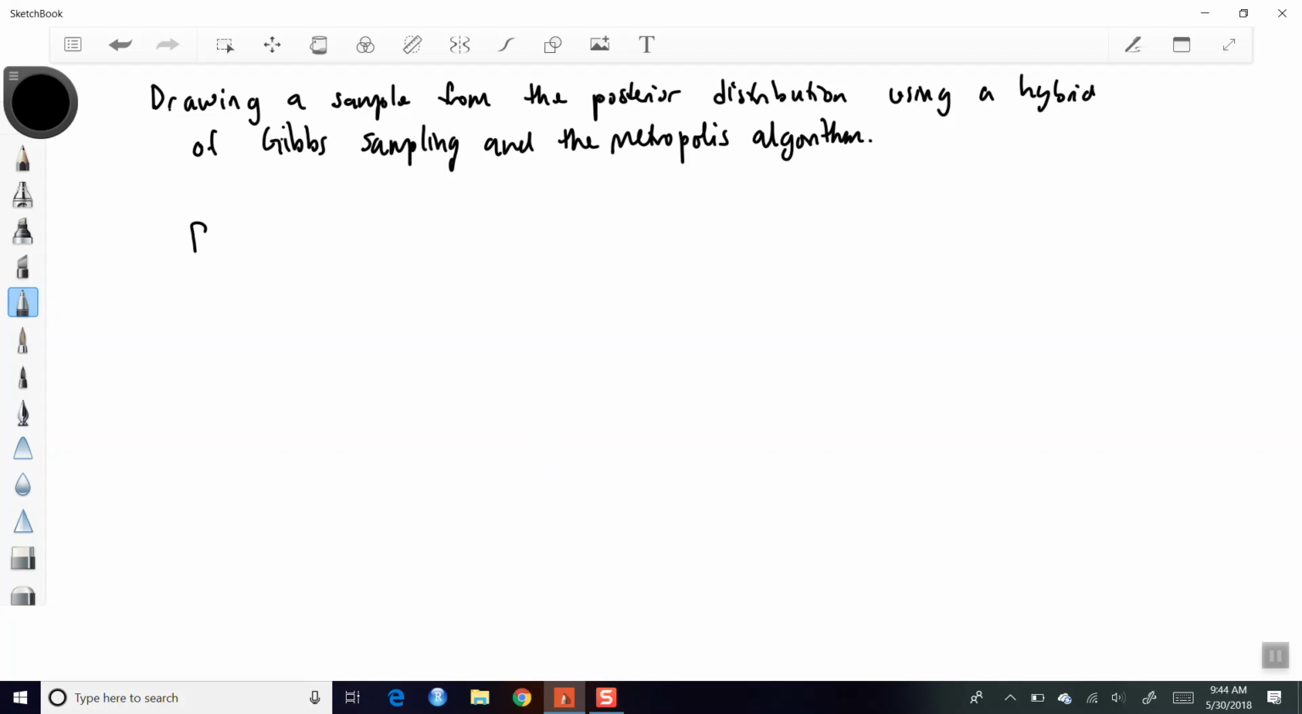So we've got the probability of theta, alpha, and beta given y is proportional to the probability of y given theta, times the probability of theta given alpha and beta, times the probability of alpha and beta. And this is what we'll do.